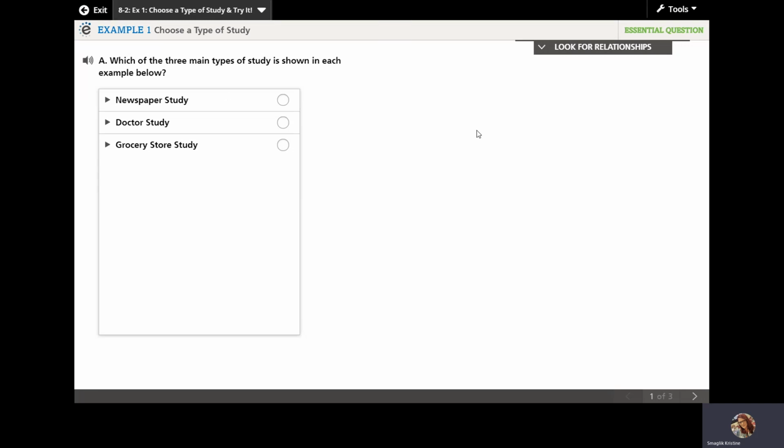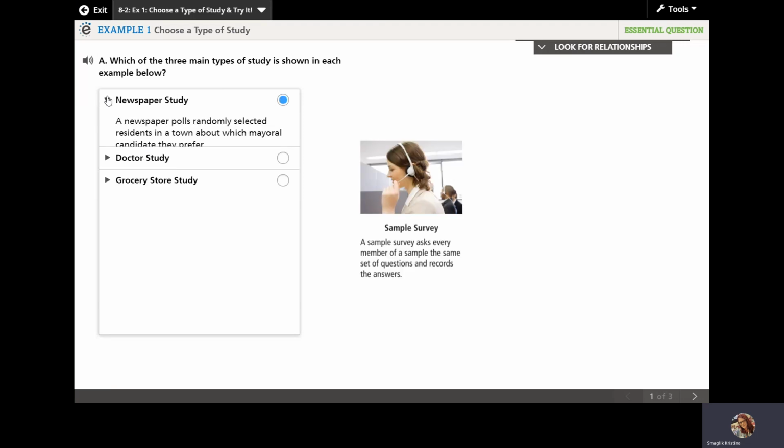Let's take a look at three main types of studies. So here we have some examples. A newspaper polled randomly selected residents in a town about which mayoral candidate they prefer. That's a sample survey. So we're asking every member of a sample the same set of questions, and then we're going to record their answers.